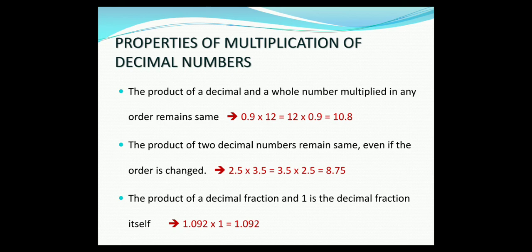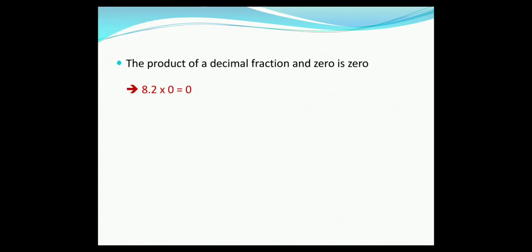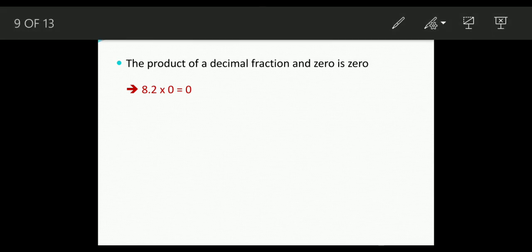So 1.092 into 1 is equal to 1.092. Okay, 3.476 into 1 equals 3.476. So any number into 1 gives you the same number. Clear? Fine. The next property is that any decimal fraction times 0 gives you 0. So 8.2 into 0 is 0.